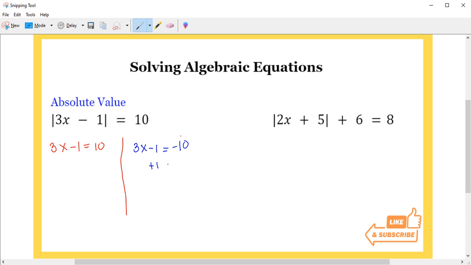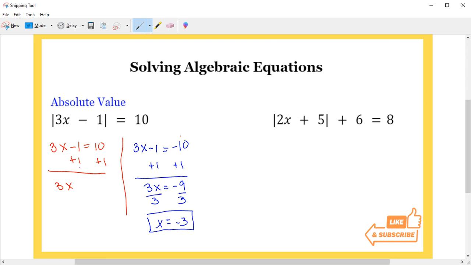So I'm going to solve this one: plus 1, plus 1. Therefore 3x equals negative 9. I'm going to divide this by 3, so my first x is negative 3. That's my first answer. Now I'm going to move on to the second one. I'm going to add 1, plus 1. Now this is going to be 3x, that cancels out, equals 11. I divide by 3, and so now my x is equal to 11 over 3. So you have two answers, two values that will satisfy this problem.